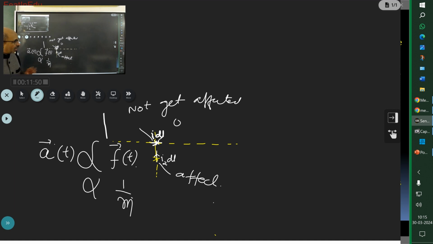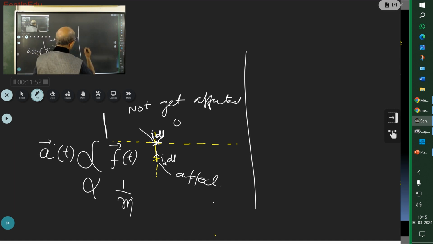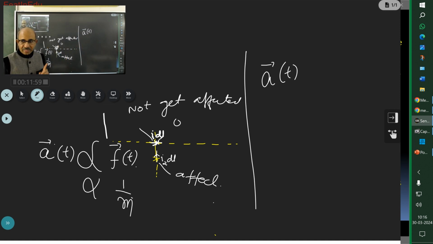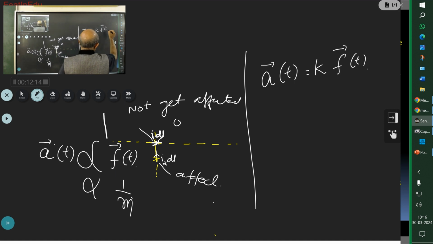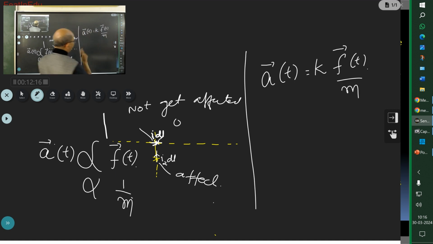Yes, sir. Now combine these two. Yesterday I gave you this equation. Combine these two. I will write it as a bar of t. Now see here, I am not writing a bar, I am writing a bar of t. Means what? Acceleration at time t. This is instantaneous. This is equal to some constant k, the instantaneous force at that moment divided by the mass. I am combining the two effects, the two outcomes of two separate experiments. Is it clear?